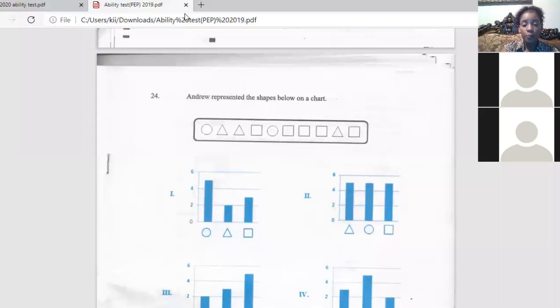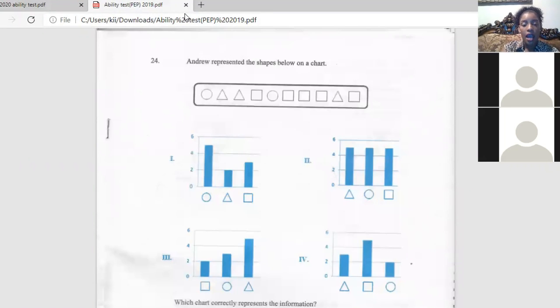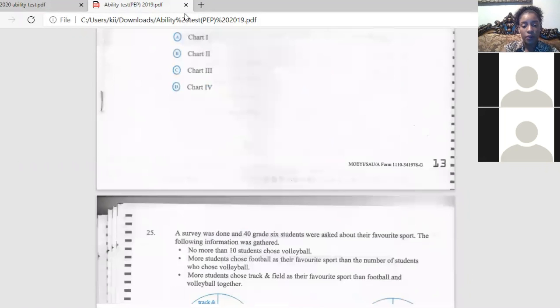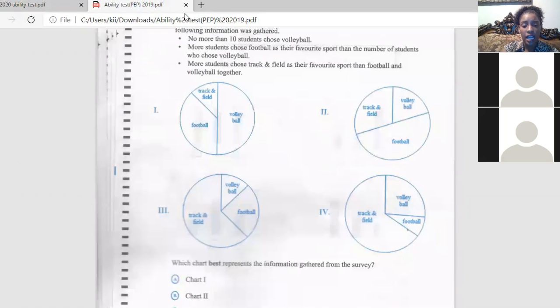We have seen two picture graphs. We have seen one on the 2020 paper and one on the 2019 paper, and I know it will come back on the 2021 paper. We have seen a pie chart on the 2019 paper. There's no pie chart on the 2020 past paper. However, it would not hurt for you to look over pie charts just in case it comes on the 2021 paper.